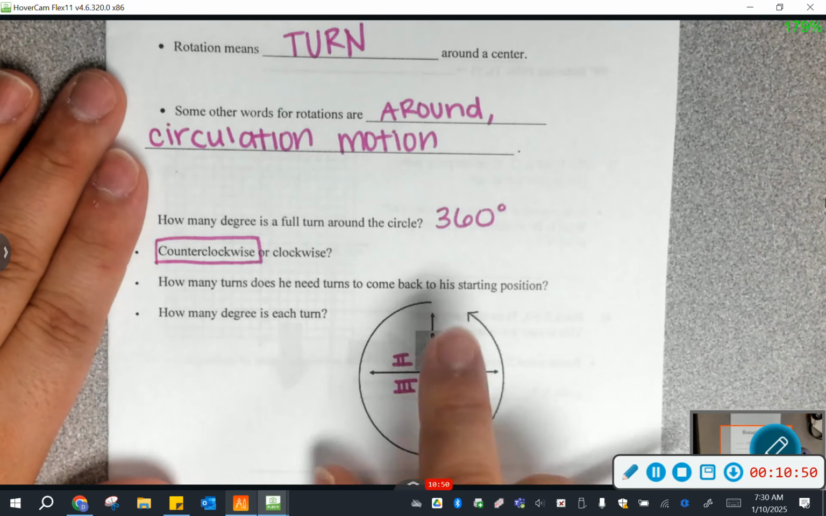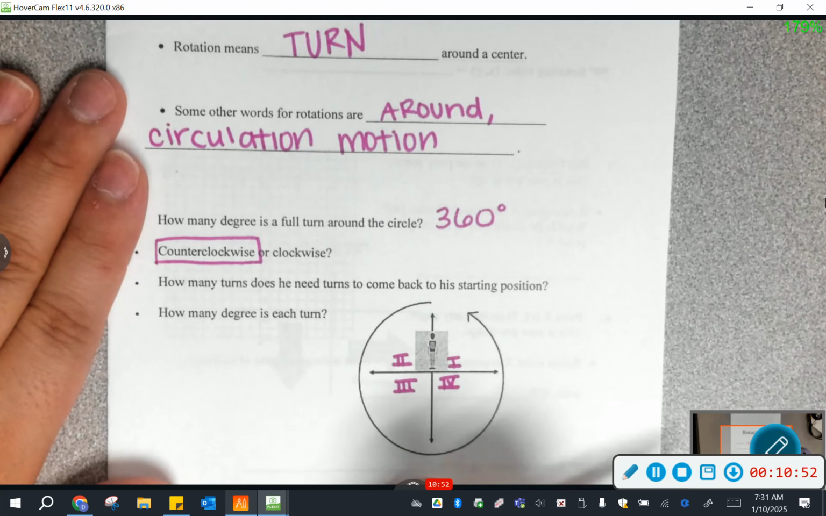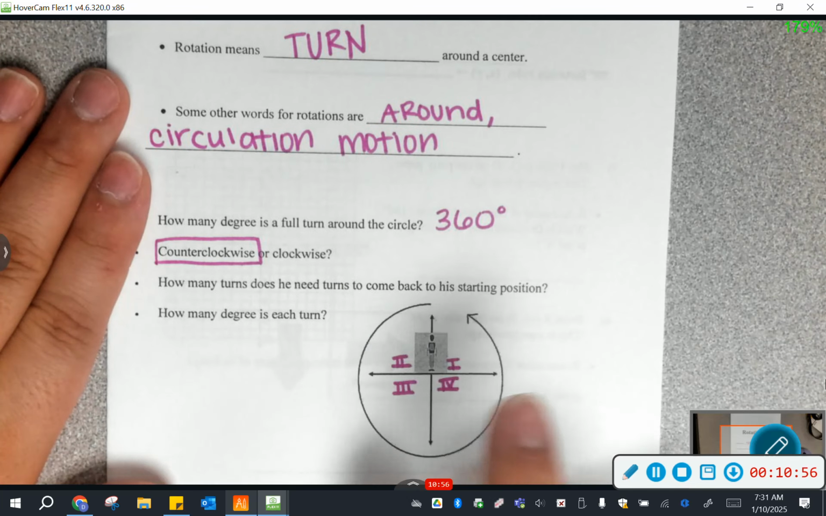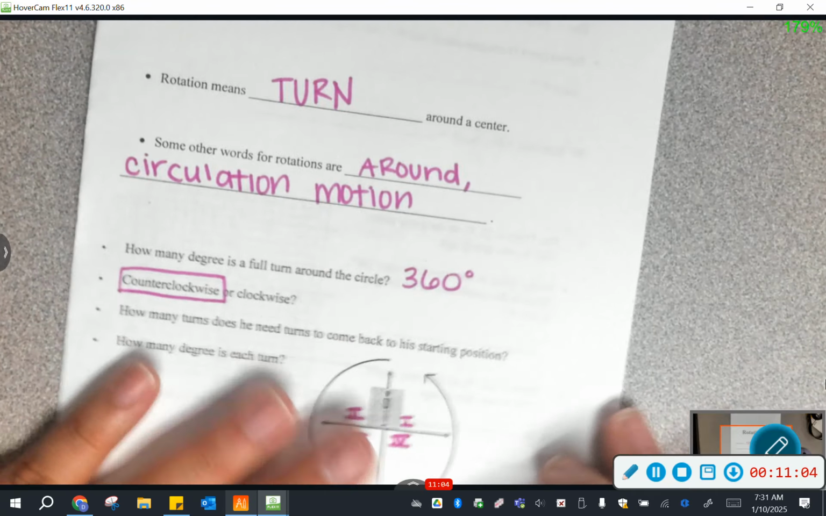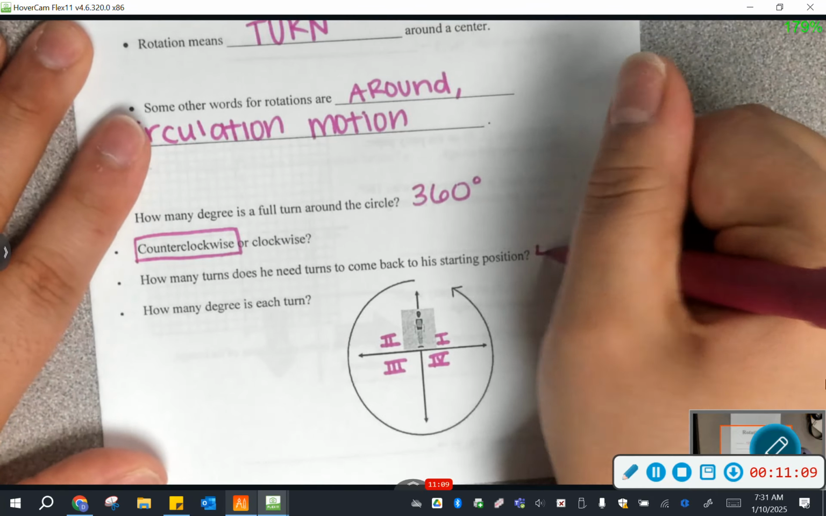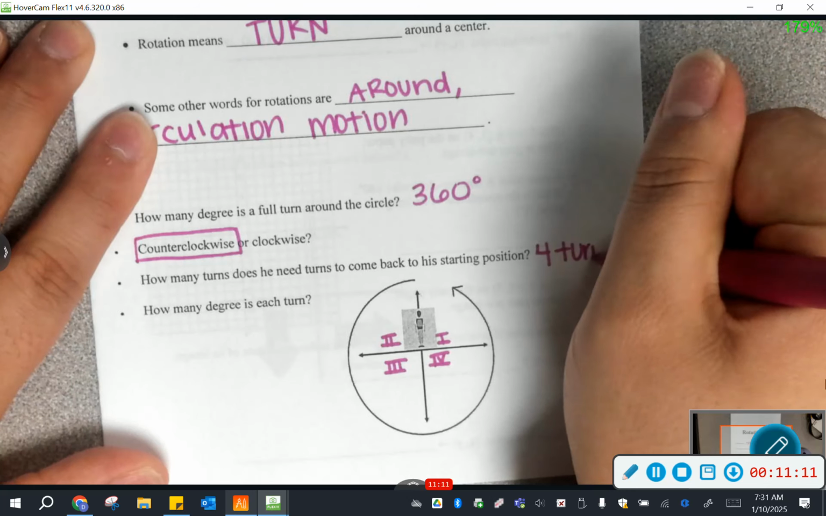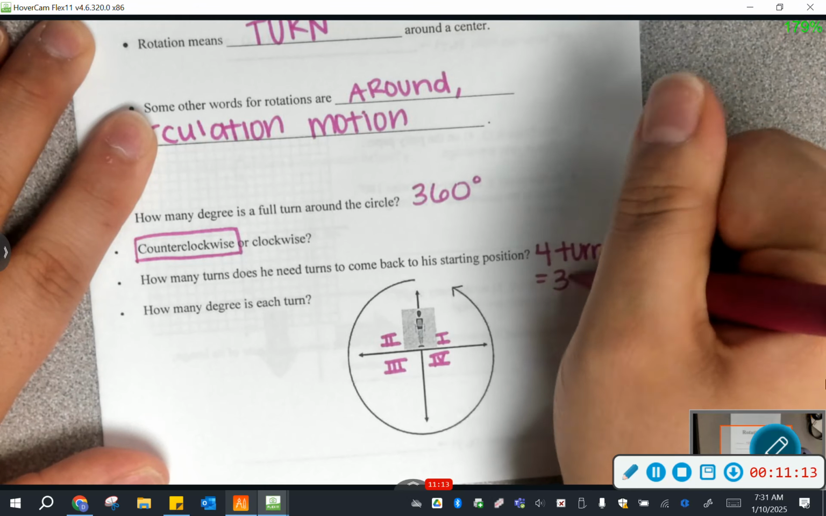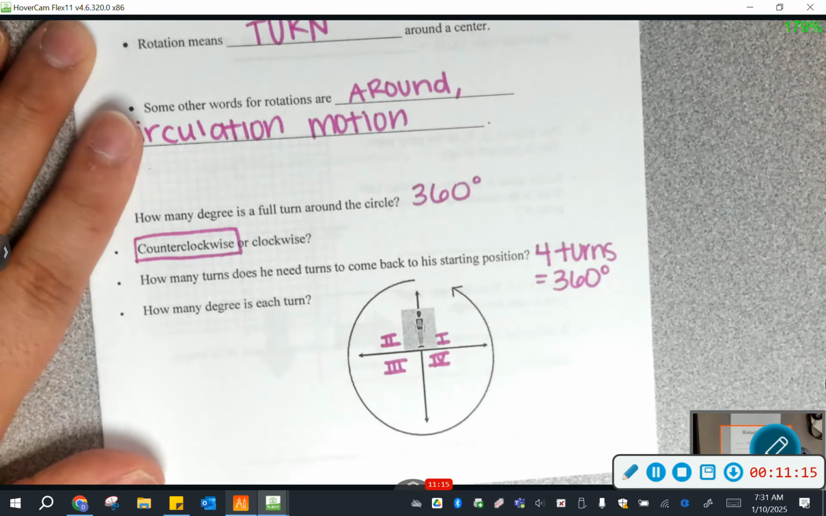How many turns do you need to go? If I were to turn my paper, how many times would I turn my paper to go back to my original? So here's one. Left one. Left one. When I turn my paper, how many times? 4 turns. So 4 turns equals 360 degrees.